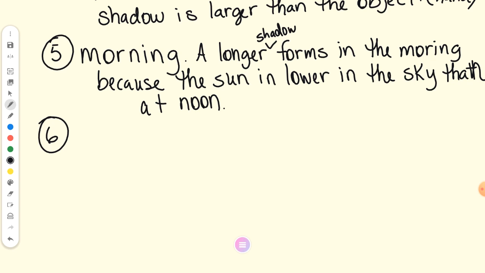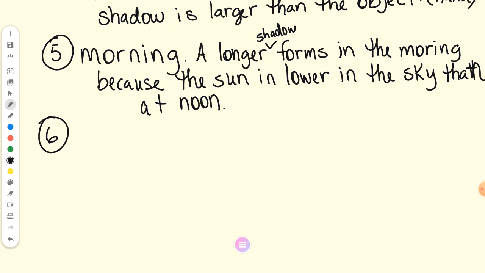Explain, how does changing the position of a light source, such as a flashlight, affect the size of an object's shadow? Emma: It affects it because if you have it farther away, the shadow will be the same size. But if you have it closer to the object, the shadow will be bigger.